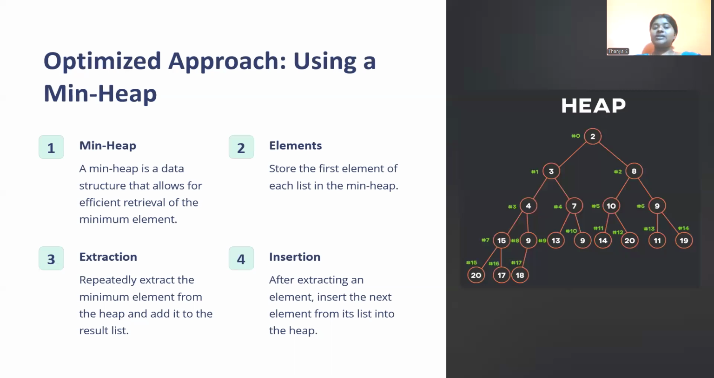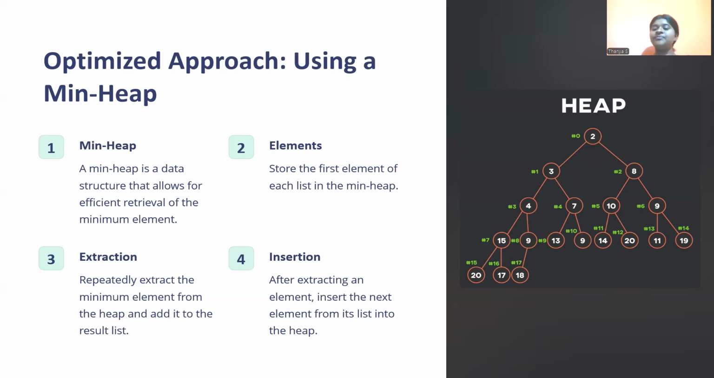Next is the optimized approach using a min heap. A min heap is a data structure that allows efficient retrieval of the minimum element. Step one, store the first element of each list in the min heap. Next is extraction: repeatedly extract the minimum element from the heap and add it to the result list. Next is insertion: after extracting an element, insert the next element from its list into the heap.